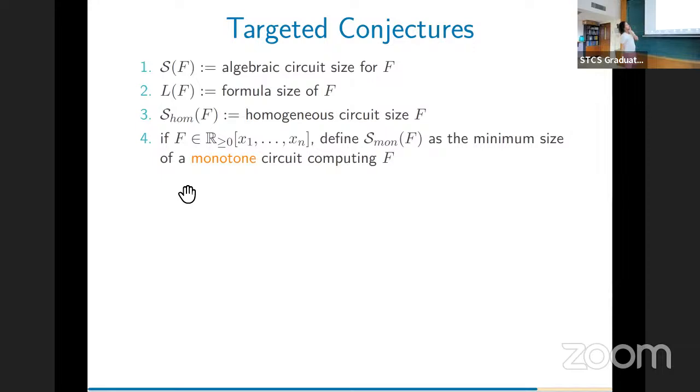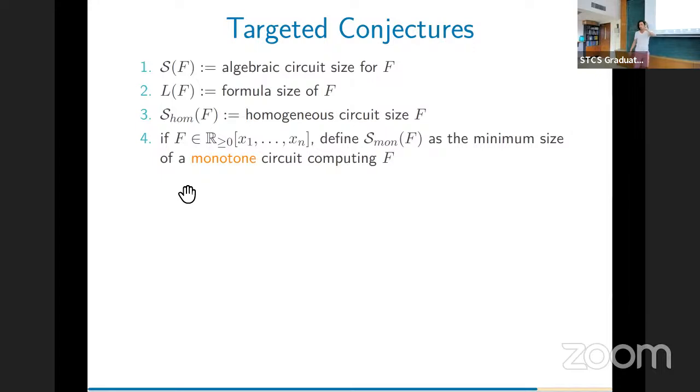So targeted conjectures here. Let's say that S_F is the algebraic circuit size for polynomial F, the minimum size of an algebraic circuit computing F. And L_F is the formula size. And S-hom of F is just the minimum homogeneous circuit size for F. And I also have the monotone size. So I have my polynomial here.